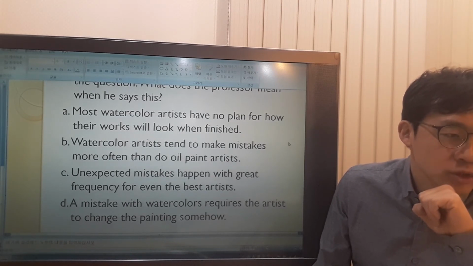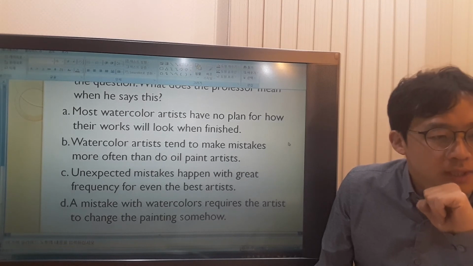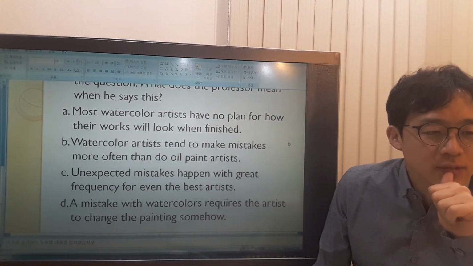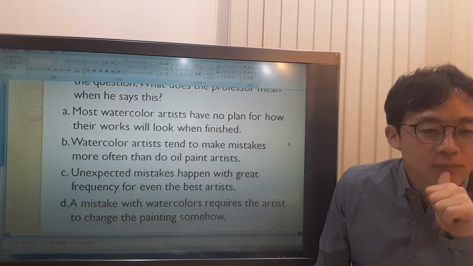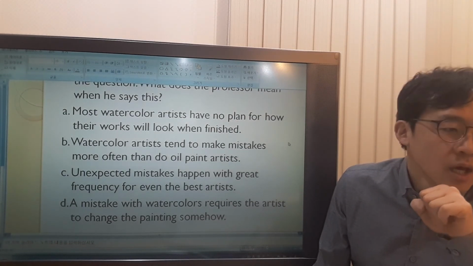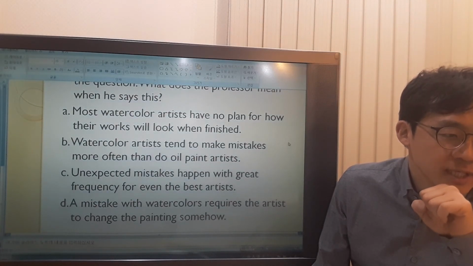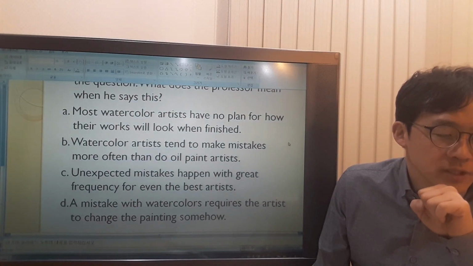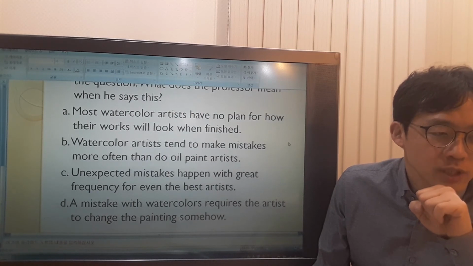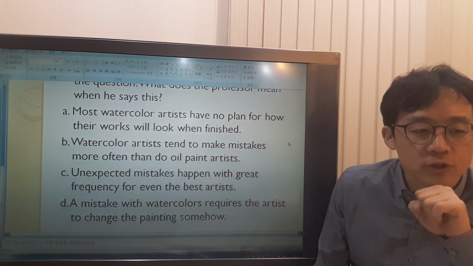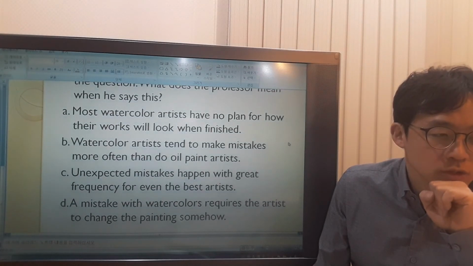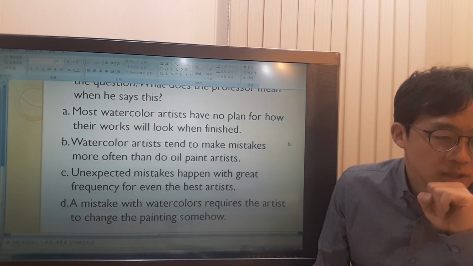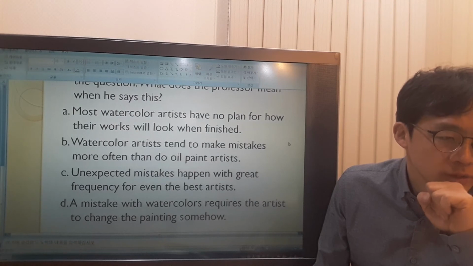Let's look at A. Most watercolor artists have no plan for how their works will look when finished. It doesn't mean they don't have a plan, but it means that you can't plan ahead. So A is not quite the answer. B. Watercolor artists tend to make mistakes more often than do oil paint artists. What does tend to mean? Tend to means easily do or often do. So this is not saying that watercolor artists make more mistakes than oil painters.